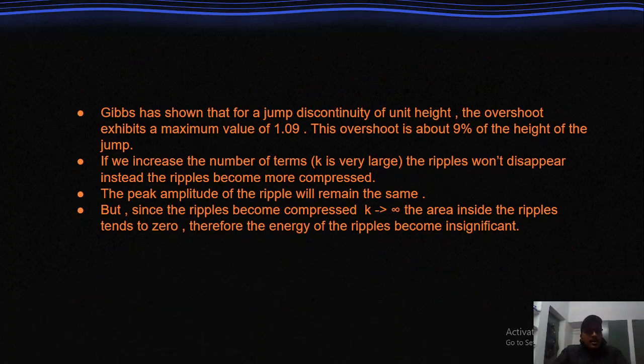Then Gibbs showed that for a jump discontinuity of unit height, the overshoot exhibits a maximum value of 1.09. This is about 9% of the height of the jump.